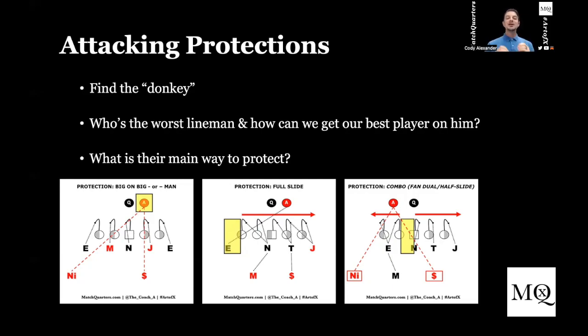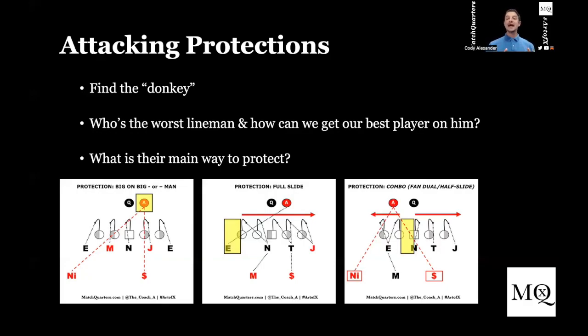So what is their main way of protecting? There's really three main ways of protection. Now, obviously, at the higher levels, you have variations of each. But if you really want to boil it down to the three main ways of protecting, you have big on big. You're just blocking, hey, where is the D lineman? And then that's who we're going to block.